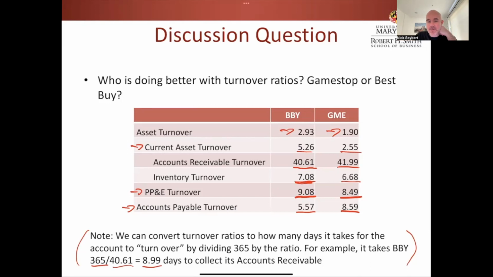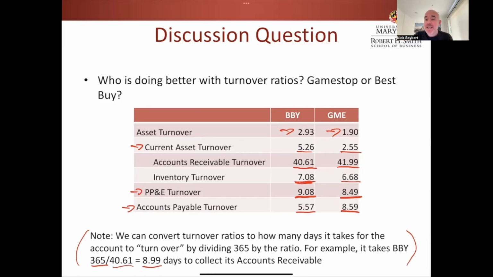account receivable, right? So if you're collecting 40 times a year, and there's 365 days in a year, you can almost just ballpark that. 36.5 divided by 4, yeah, that's about 9, right? And so that's what it ends up being, about 9 days to collect its accounts receivable. So really fast. So Best Buy customers pay almost within a week on average.